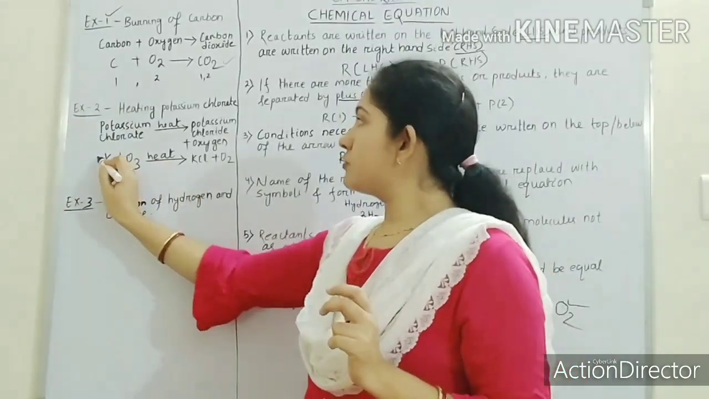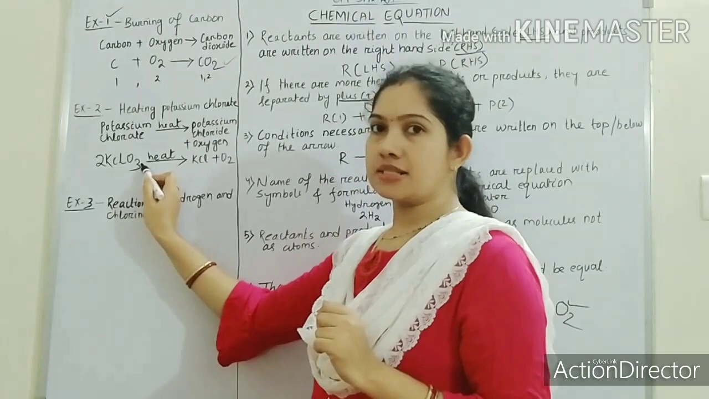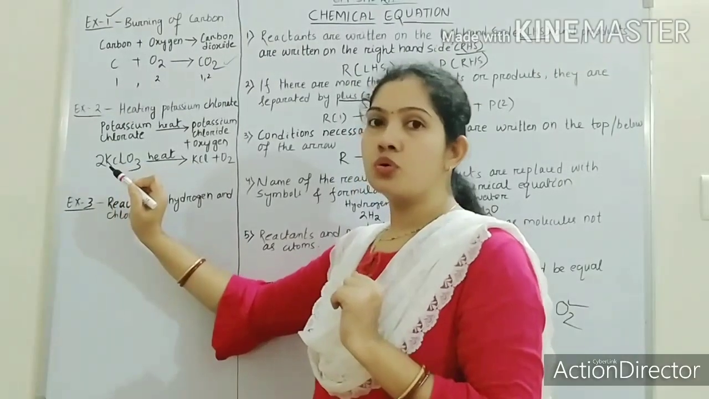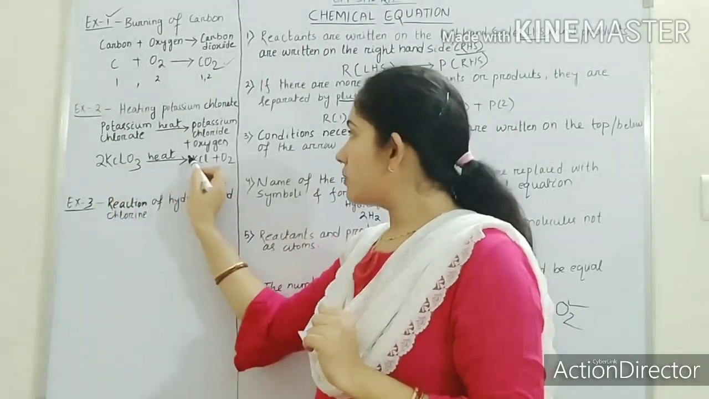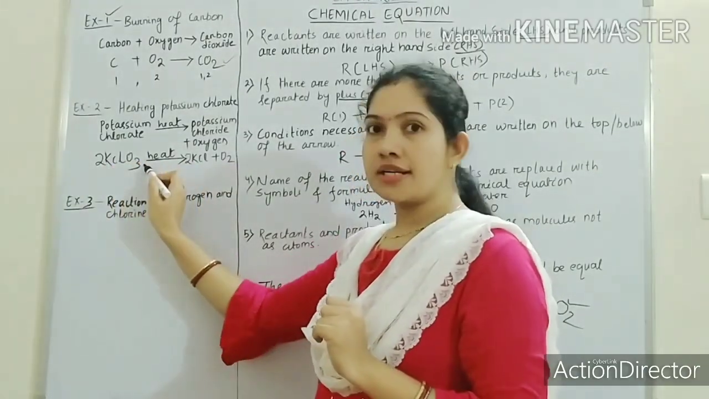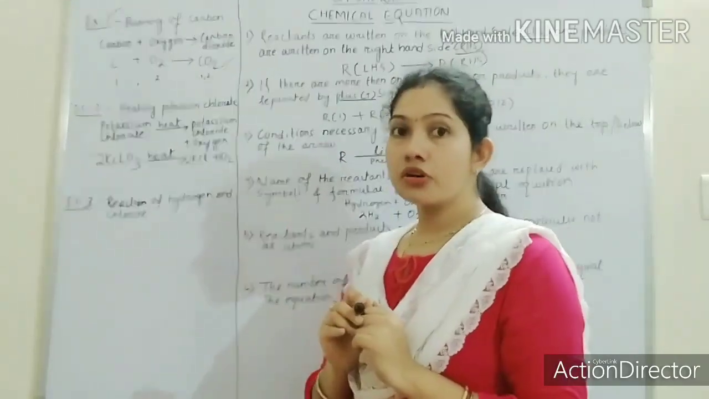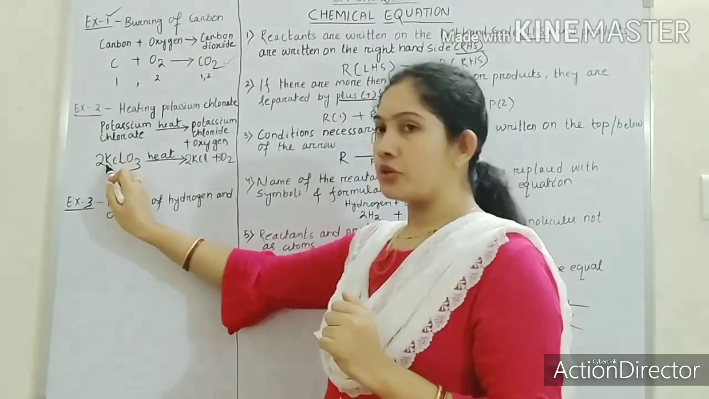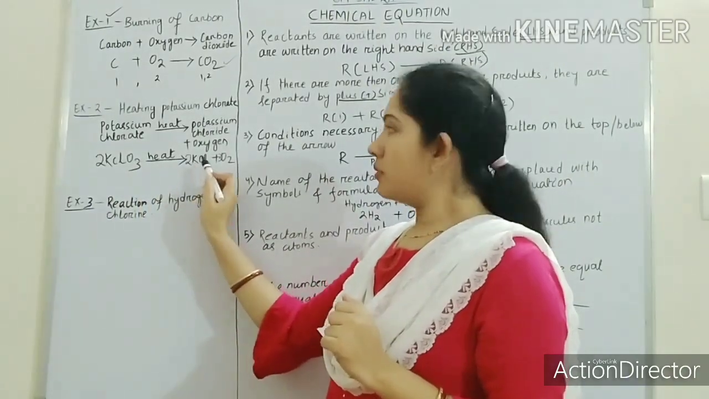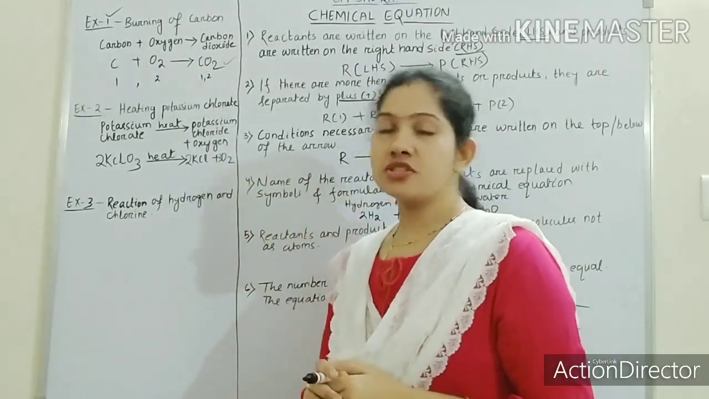So here, if we add 2 here, now how many oxygen do we have? 6. But with that, here we got 2 potassium and 2 chlorine. So again we have to add 2 here, giving 2 potassium and 2 chlorine. Here we got 6 oxygen, so here we will add 3. Now let us check. 2 potassium, 2 chlorine, 6 oxygen on one side, and 2 potassium, 2 chlorine, 6 oxygen on the other. Got it? So this is the balanced equation.